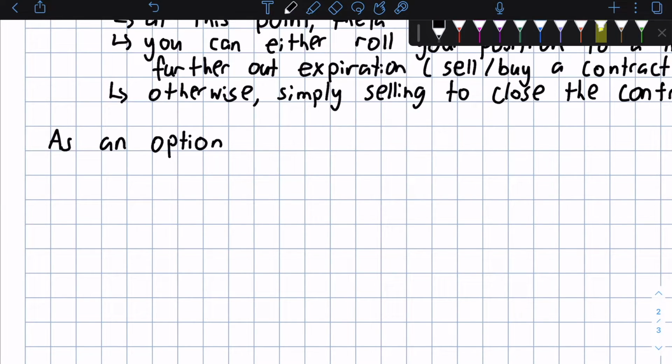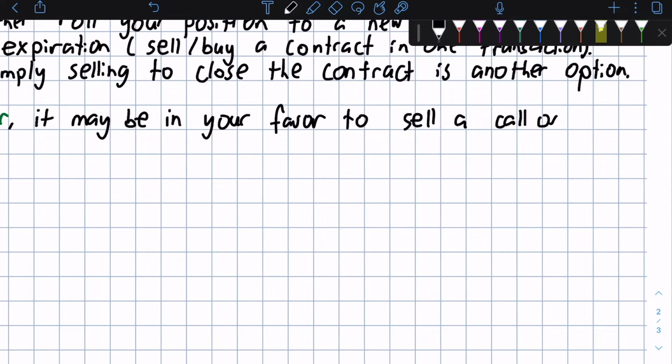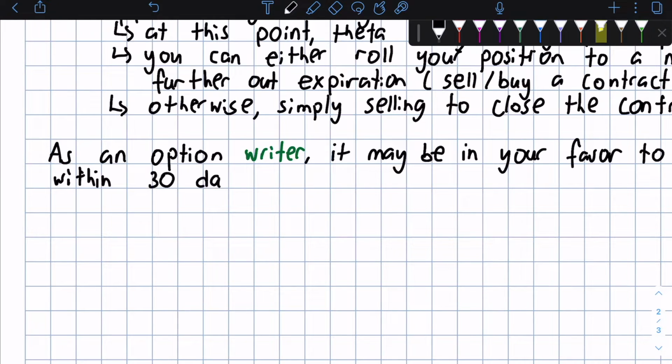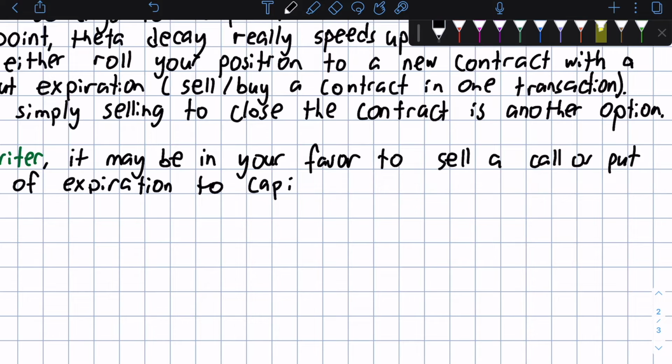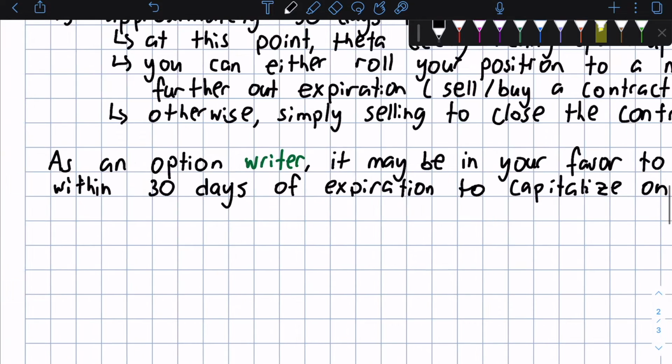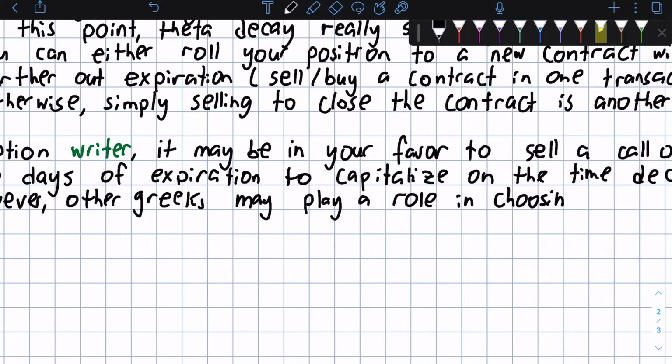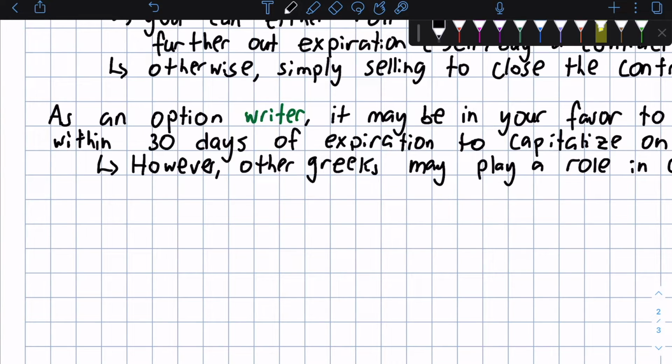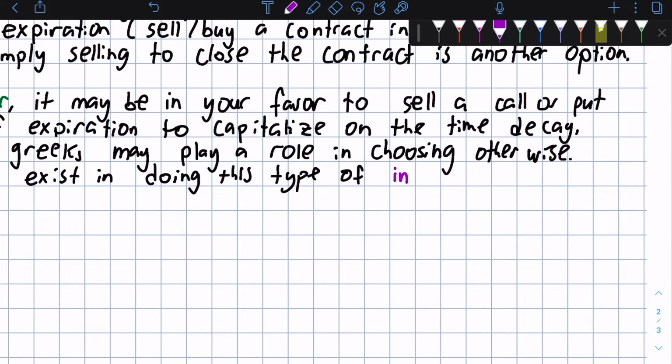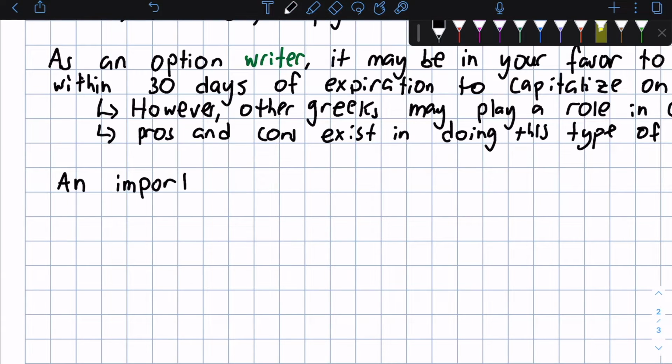But as an option writer, it may be in your favor to sell a call or put within the 30 days before expiration to capitalize on that time decay. But other Greeks also play a role, so you need to be very aware of this. So the pros and cons that exist in doing so from doing this income strategy.